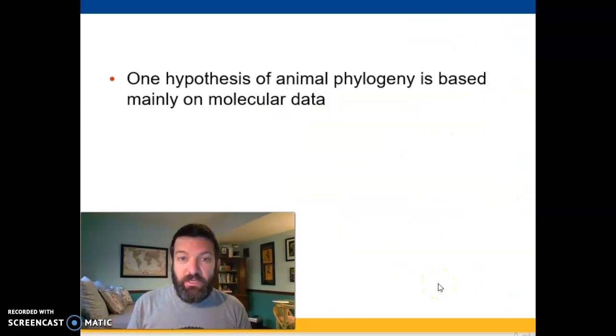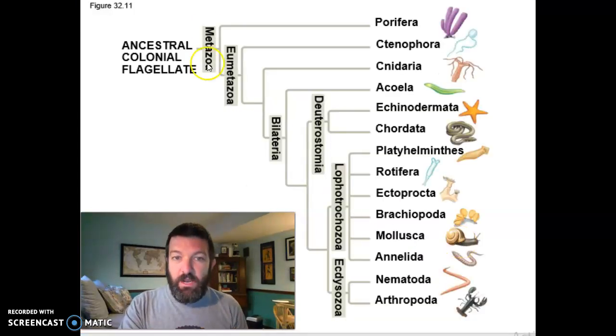Now that we have molecular techniques, we can look at the genes, the A's and T's and C's and G's in the DNA of these organisms. We can look at the protein structure, the amino acid sequences, things like that. You get a slightly different hypothesis for how animals evolve. And we still have Metazoa, which is all animals, right? Some common ancestor to all animals, with sponges branching off first. And then you have Eumetazoa with Ctenophora and Cnidaria, which are radially symmetrical. And you still get the group Bilateria with a single common ancestor.